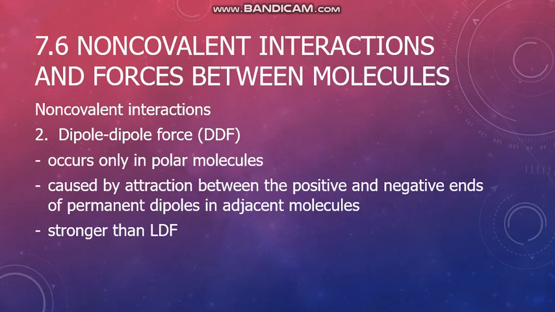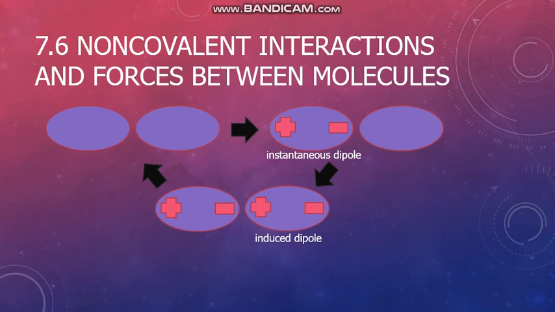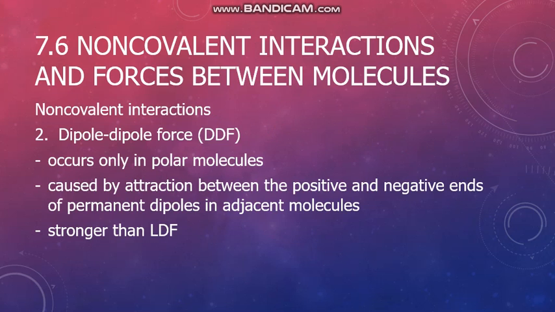This only occurs in polar molecules, wherein we have a permanent dipole. If the London dispersion force occurs from an instantaneous dipole, which will induce another dipole in another molecule, for the dipole-dipole force we have a permanent dipole. Since this is permanent, the negative and positively charged parts of two molecules will be attracted more strongly than the induced and instantaneous dipoles. So this one is stronger than London dispersion force.